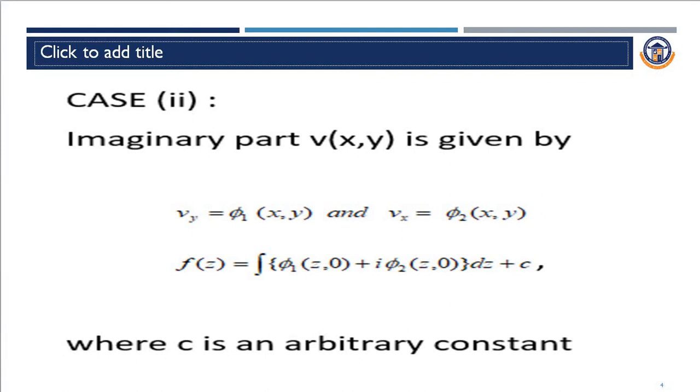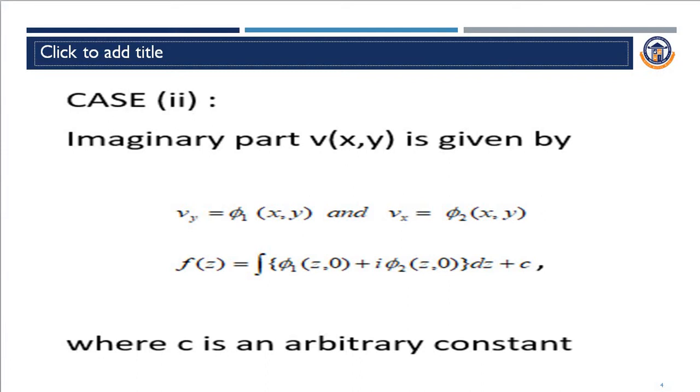Then f of z is equal to the integral of phi 1 of z comma 0 plus i into phi 2 of z comma 0 into dz plus c. Already we know c is an arbitrary constant. Here, if you want to get the phi 1 of z comma 0 value, then put z for x and 0 for y. Then finally you get phi 1 of z comma 0 from vy and phi 2 of z comma 0 from vx.